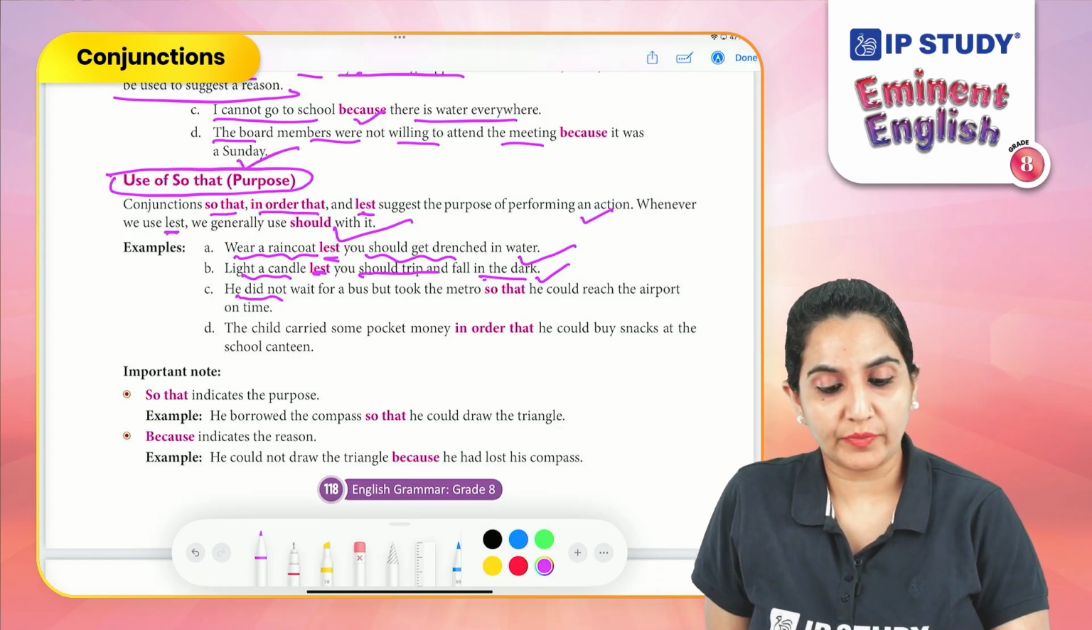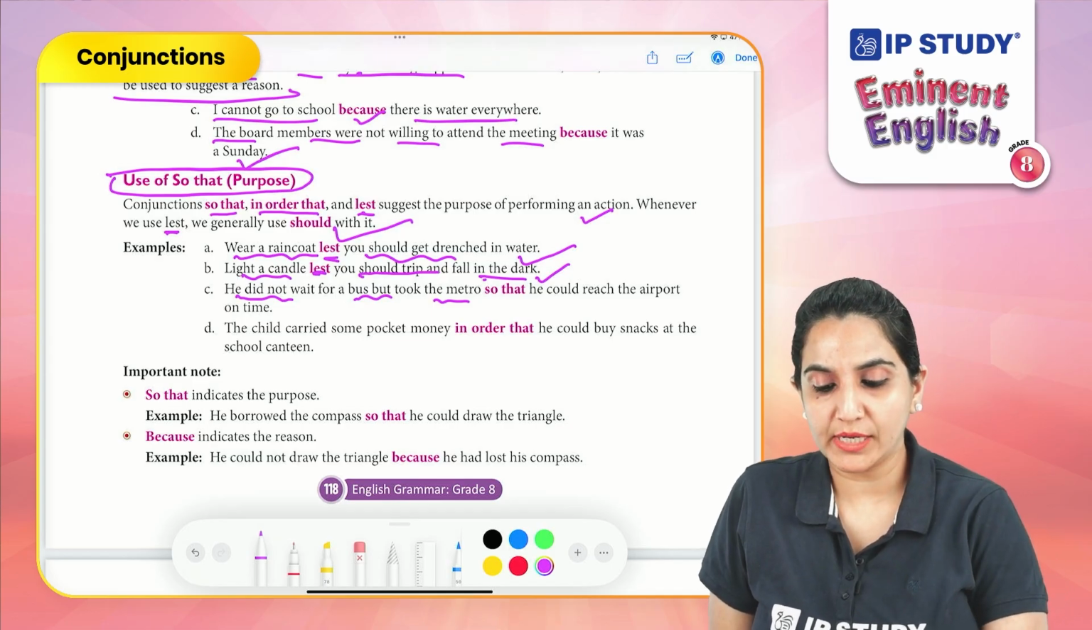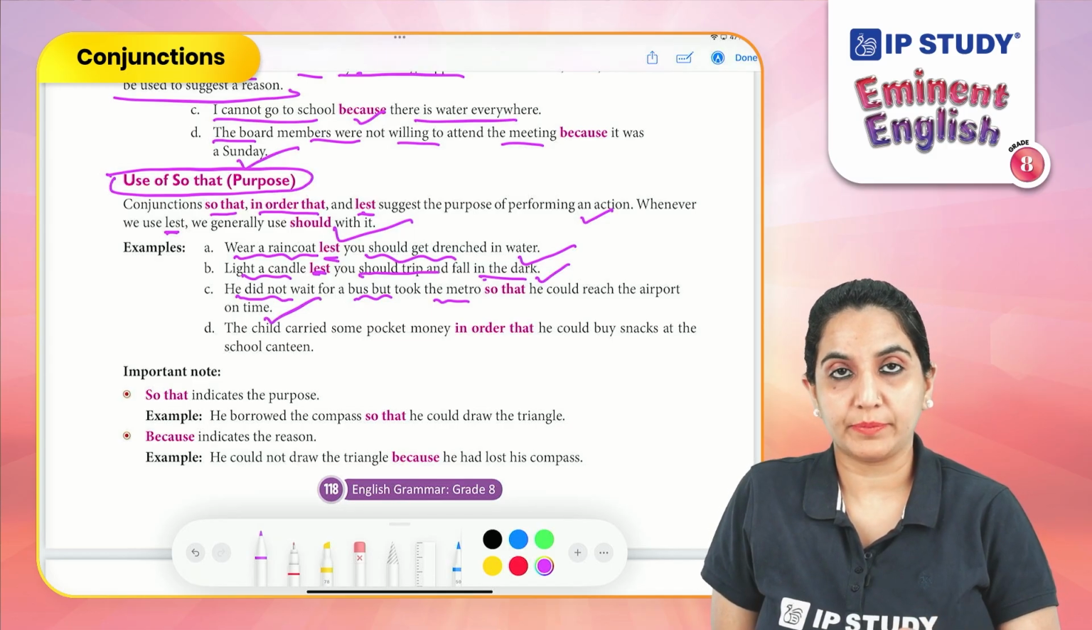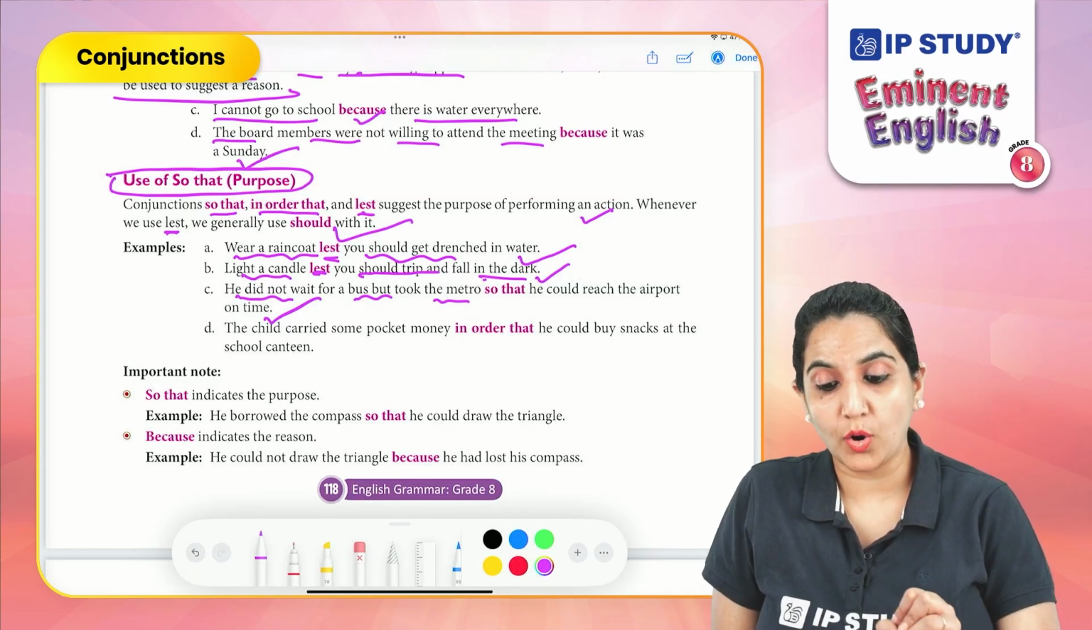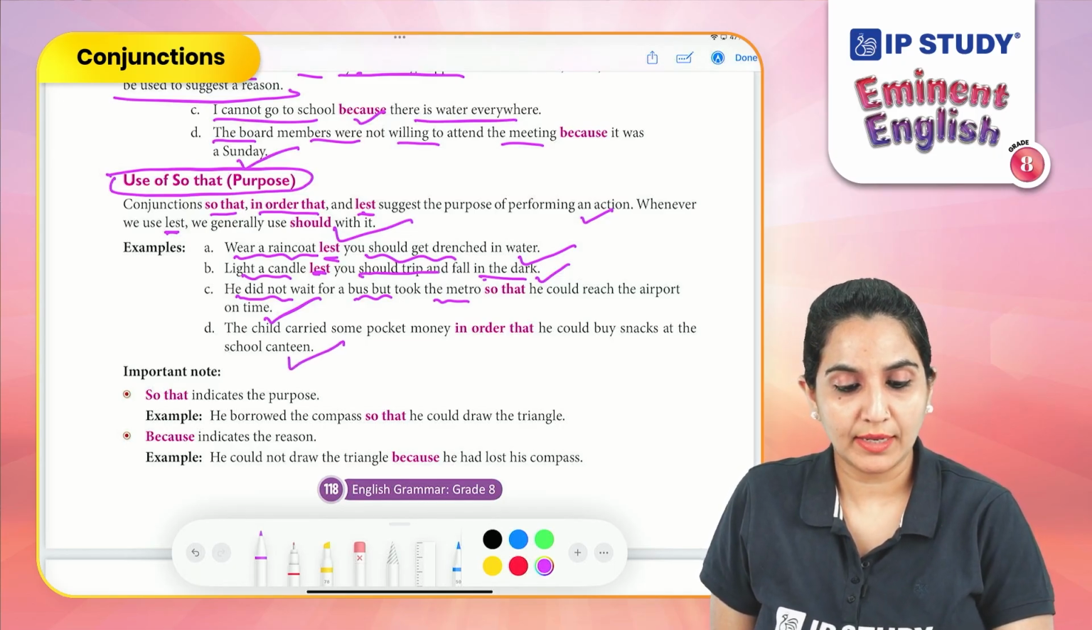He did not wait for a bus but took the metro so that he could reach the airport on time. The child carried some pocket money. Why? In order that he could buy snacks at the school canteen.